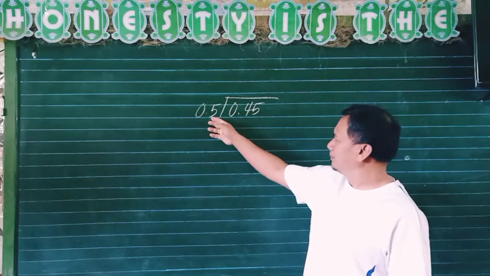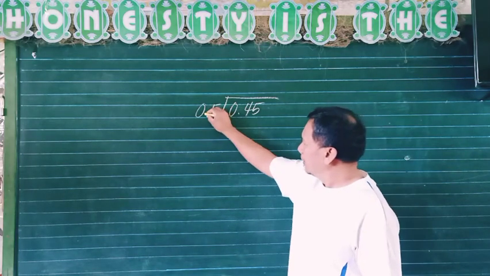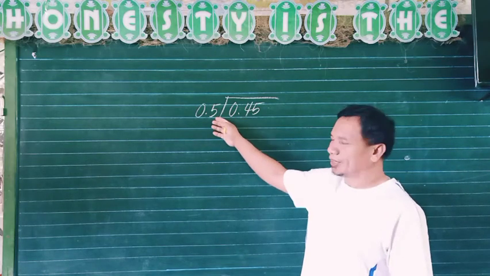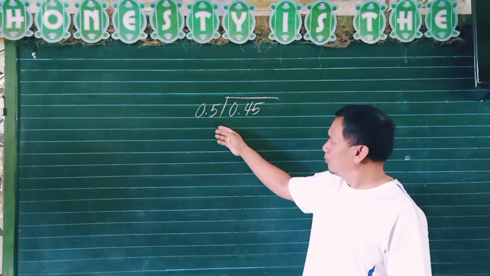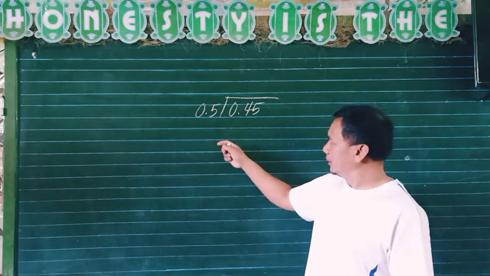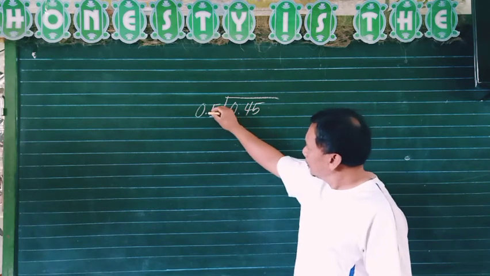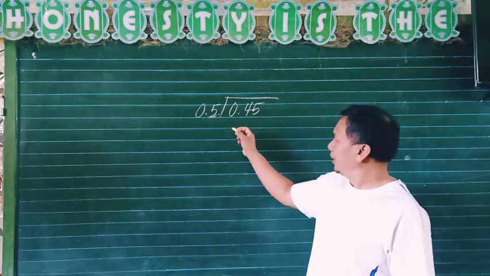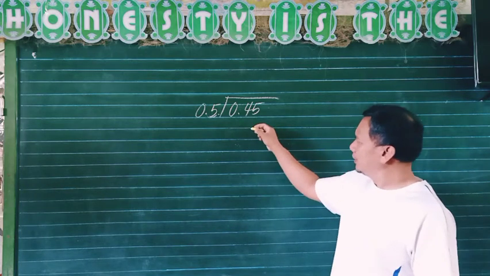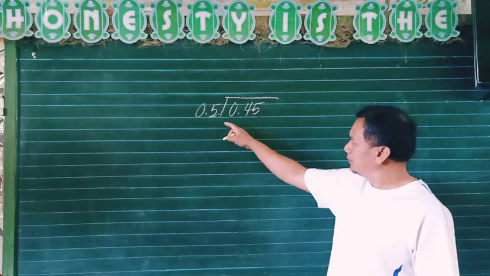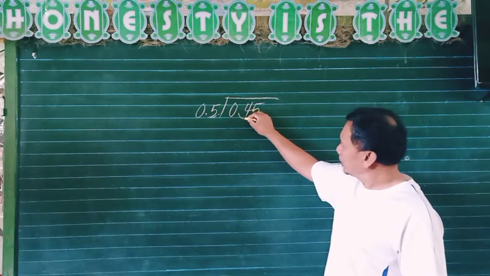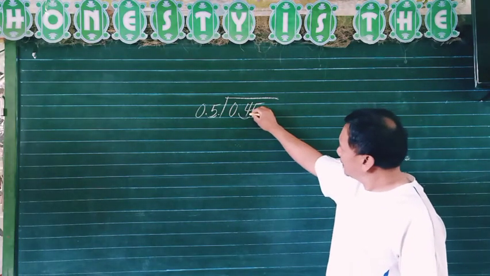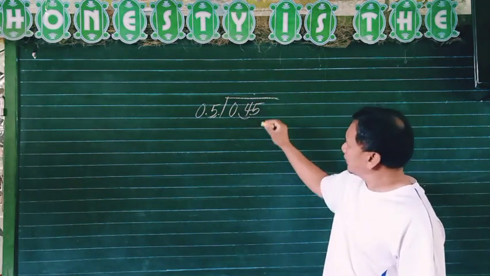45 hundredths divided by 5 tenths. Okay, the first step you are going to do is to make the divisor a whole number by moving the decimal point to the last digit of the given number. So we'll move the decimal point here in your divisor. And then in your dividend, you also move the decimal point the same number of places as in the divisor. So you move the decimal point there. And then align the decimal point from your dividend to your quotient.